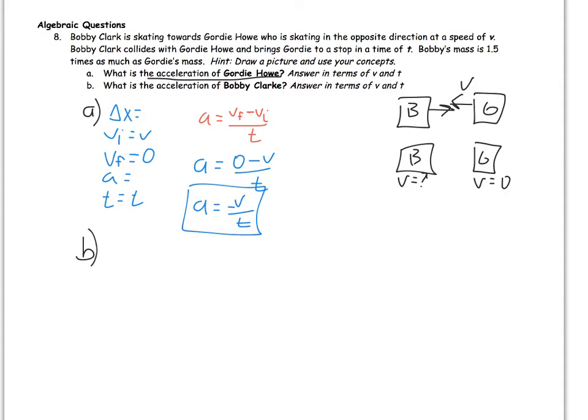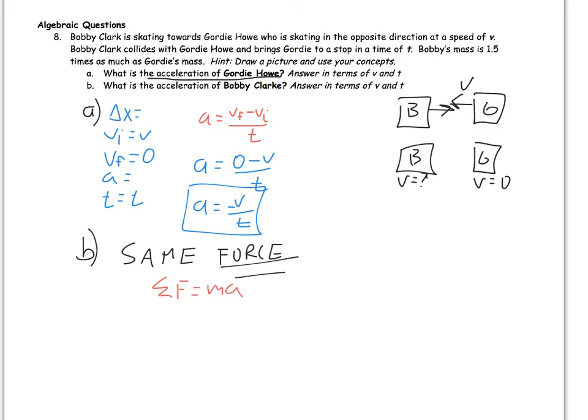Well, if we think about Bobby Clark, we really don't know much. We don't really have enough information about kinematics in order to be able to solve this. We do know the time would still be t, but we don't know the initial velocity, we don't know the final velocity, we really don't know much. However, we do know that when these two objects collide, as in any collision, they experience the same force. So what I'm going to think about here is my sum of the forces equals ma.